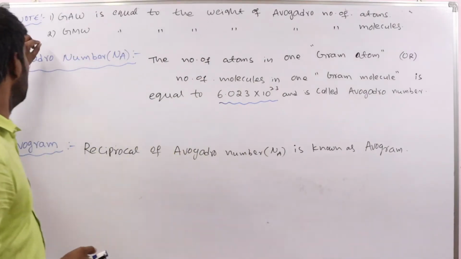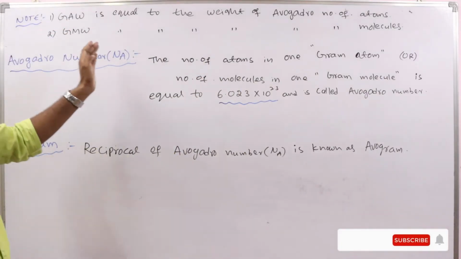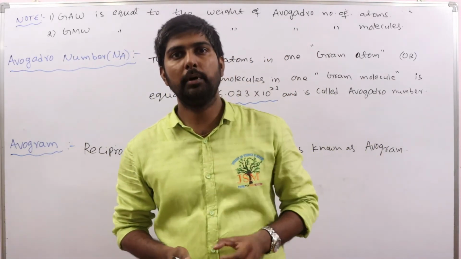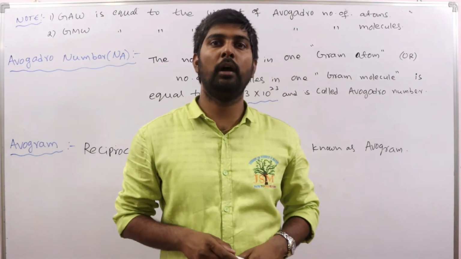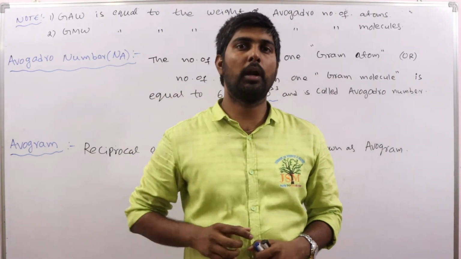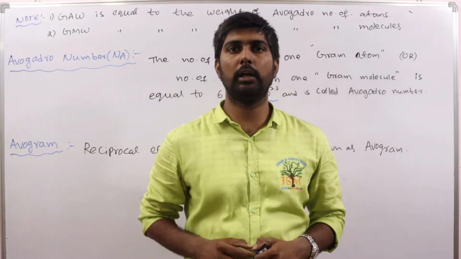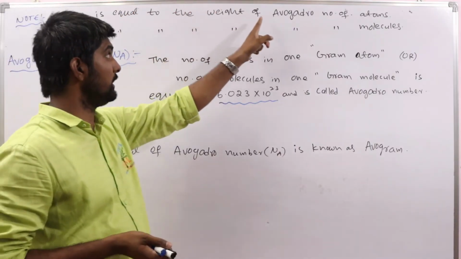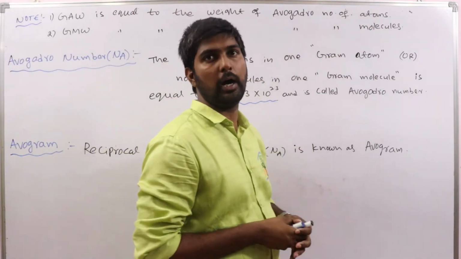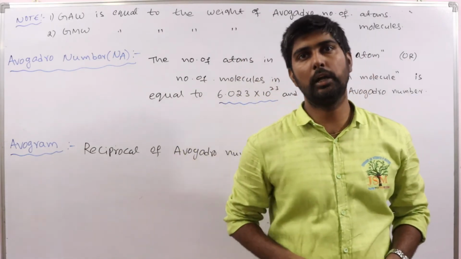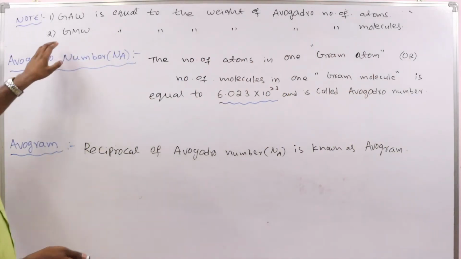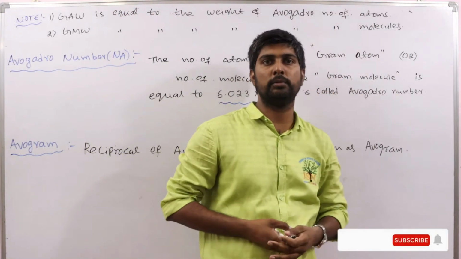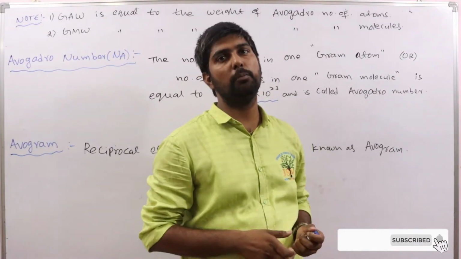See, here we used gram atomic weight and gram molecular weight, right? Remember that gram atomic weight is the weight of Avogadro number of particles, not the weight of a single atom. Very important. Gram atomic weight is equal to the weight of Avogadro number of atoms, not the weight of a single atom. In the same manner, gram molecular weight is equal to the weight of Avogadro number of molecules, not the weight of a single molecule.